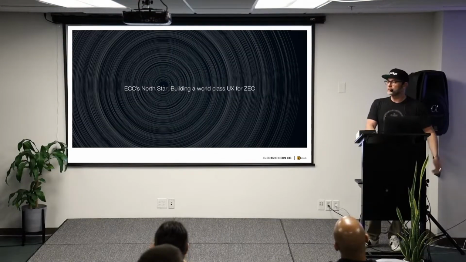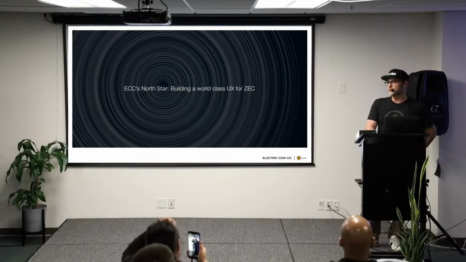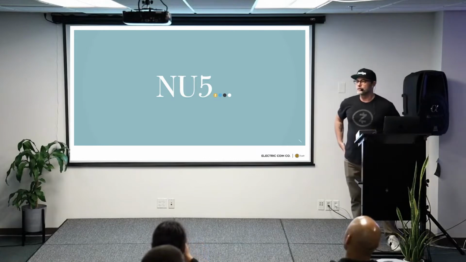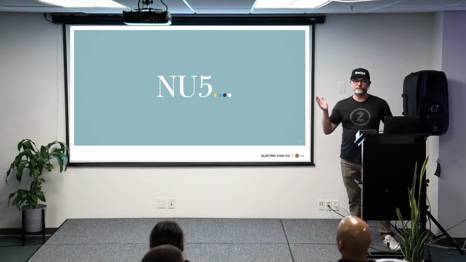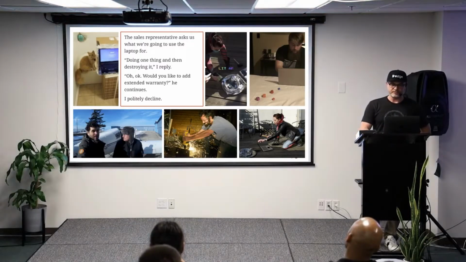Some of the stuff that's now coming that we're really focused on: ECC is really focused on building a world-class UX for ZEC. We know UX for crypto is pretty terrible in most cases, and we want people to be able to use it safely and securely and easily. Our next big network upgrade is Network Upgrade 5. We tend to have one every 6 months to a year. Network Upgrade 5 includes a couple different things.